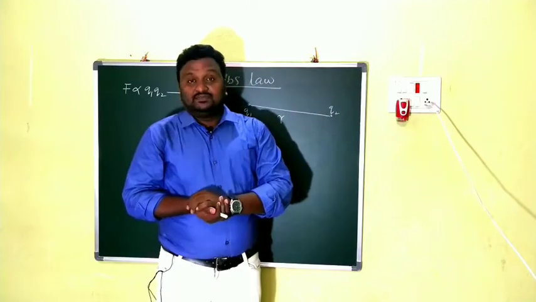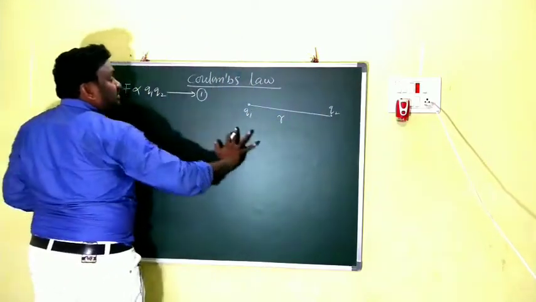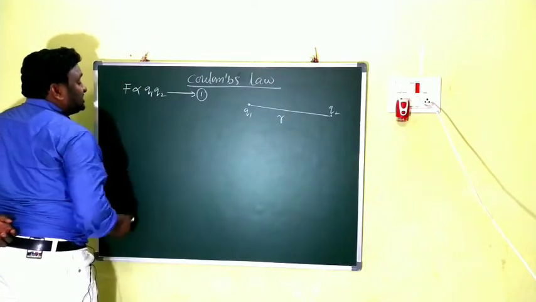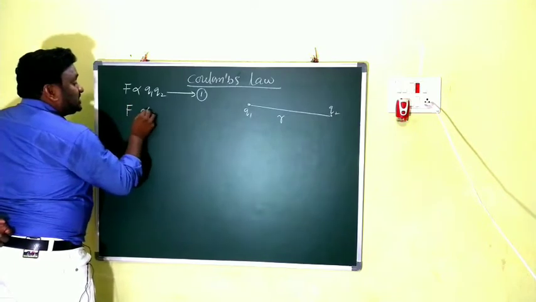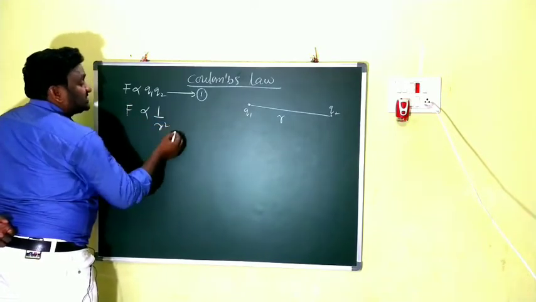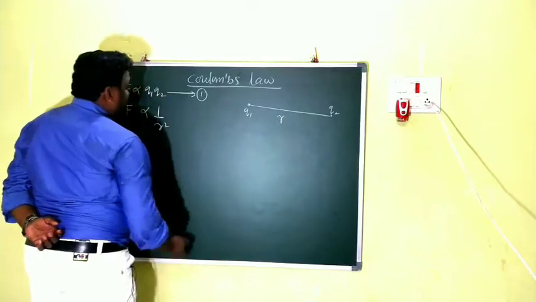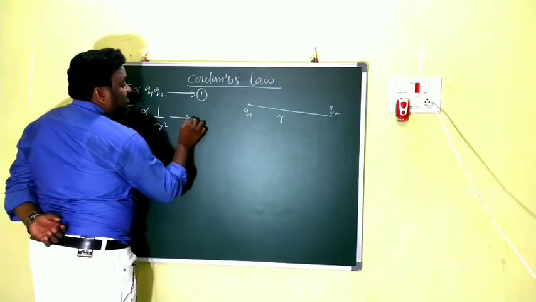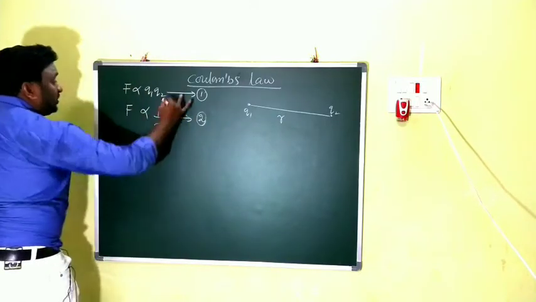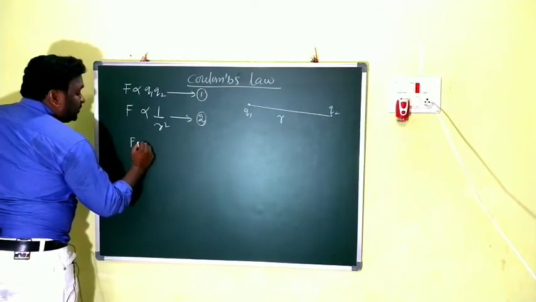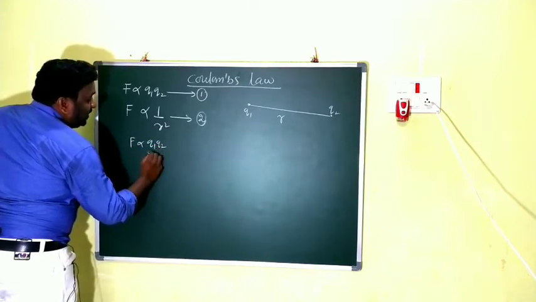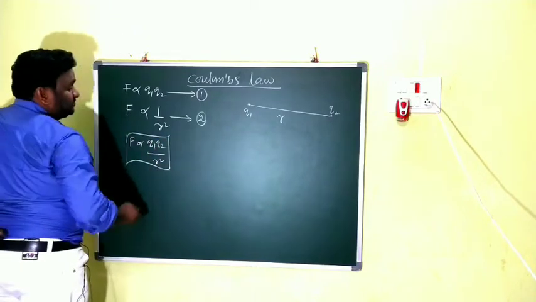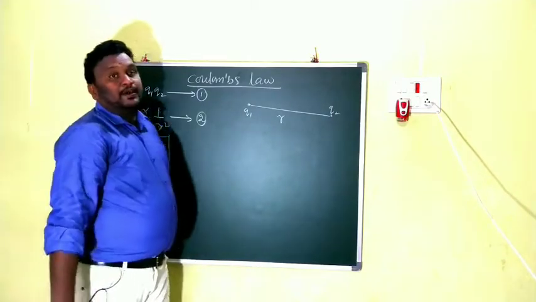The force acting between these two charges is directly proportional to the product of the magnitude of their charges, and it is inversely proportional to the square of the distance. What is the distance here? R. So F is proportional to 1 by R square. This is equation number 2. From these two, you can write F is proportional to Q1 Q2 by R square. This is Coulomb's inverse square law.